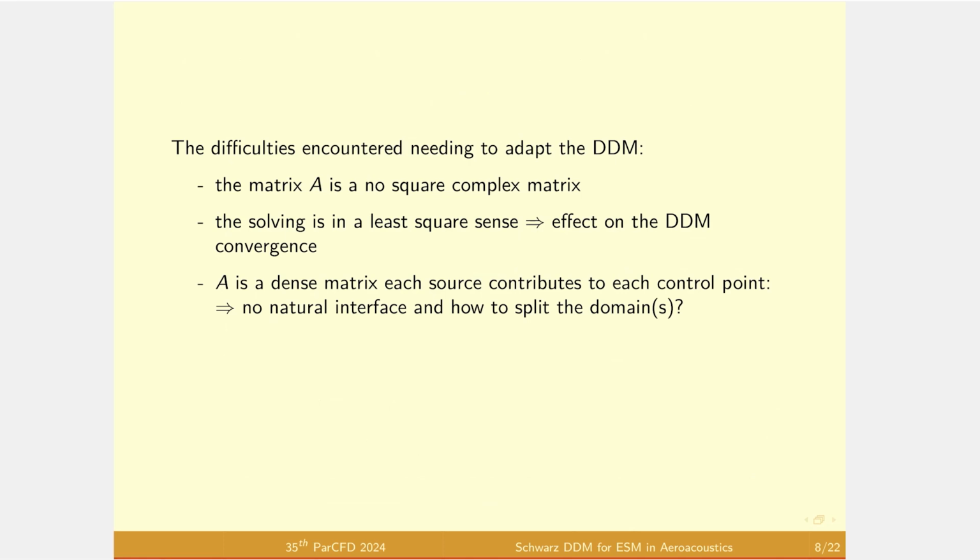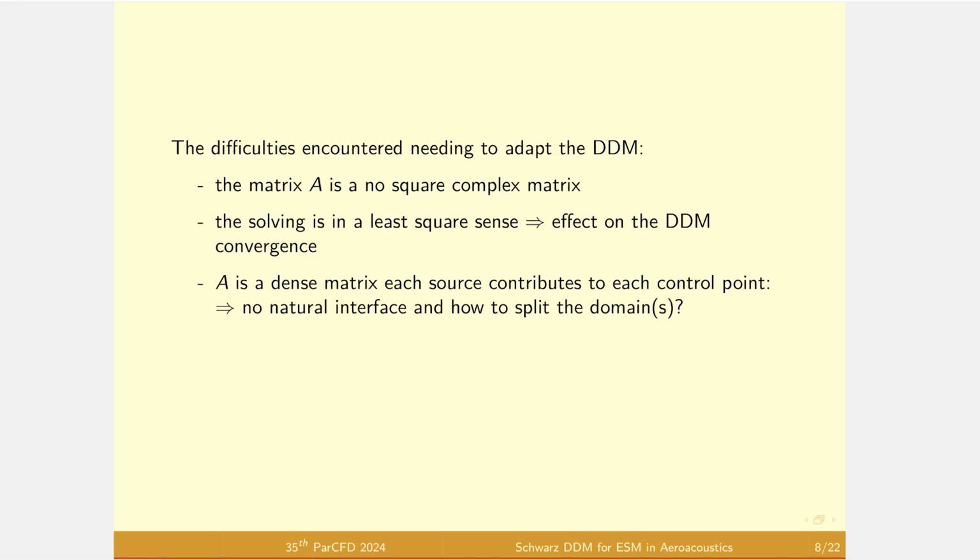First, the matrix is not square, and it's complex, but it being complex is not a problem; it's non-square that is a problem. And the third thing is that it is in the least squares sense. So what will be the effect on the convergence of the domain decomposition method?